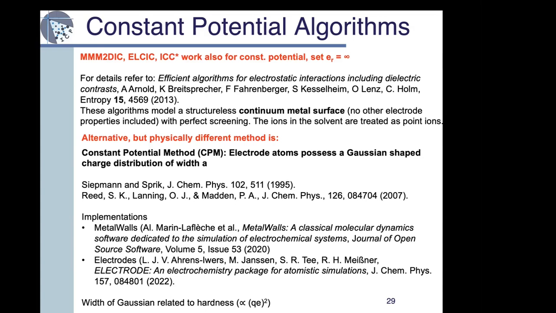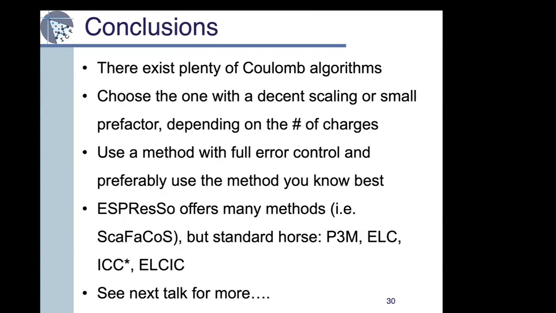And with this, I'm at the end of, no, not yet. Just a second. So I come to my conclusions. There exist plenty of Coulomb algorithms. You should choose the one with a decent scaling or small prefactor, and this depends normally on the number of charges you're using. I would prefer to use a method with full error control, and preferably use a method you know best, because there are always some parameters which you have to tune. And so you have to have some knowledge about the method.